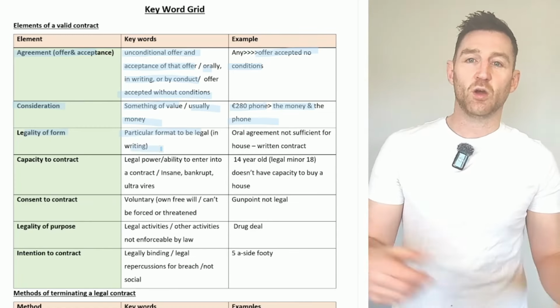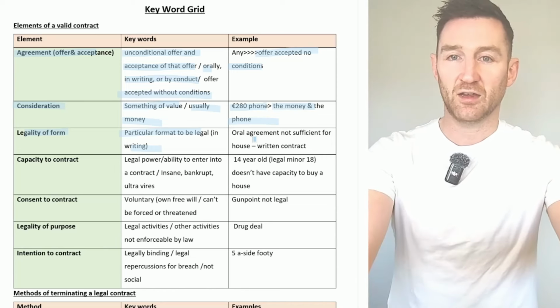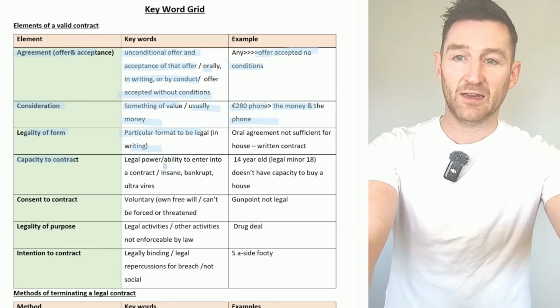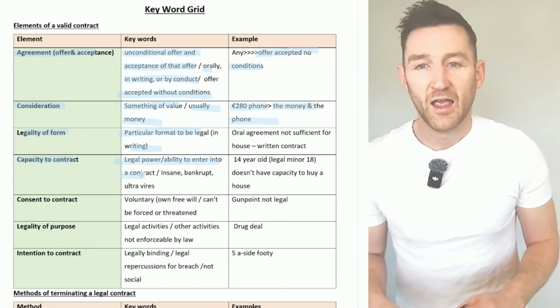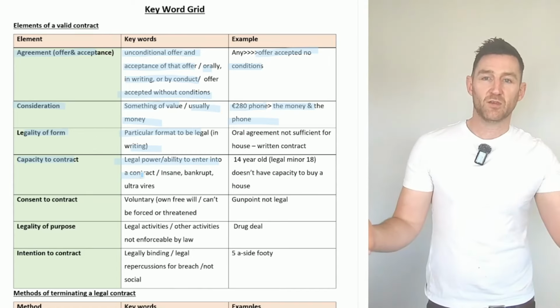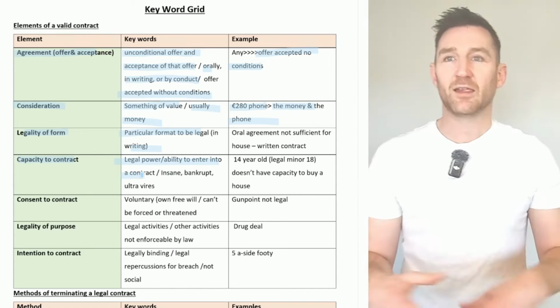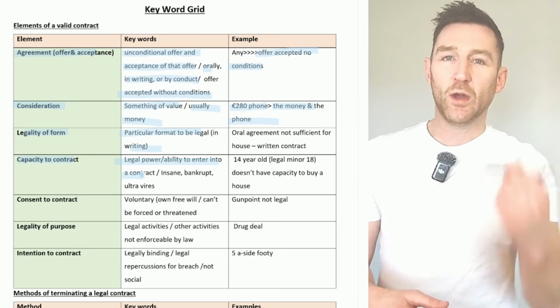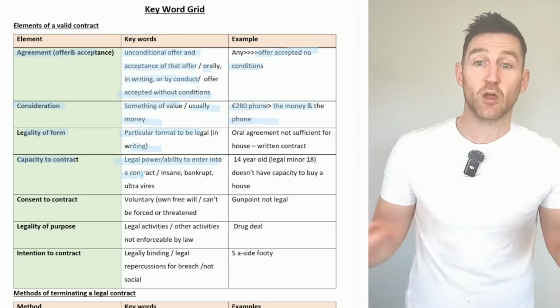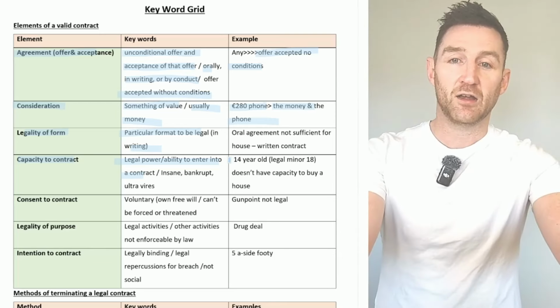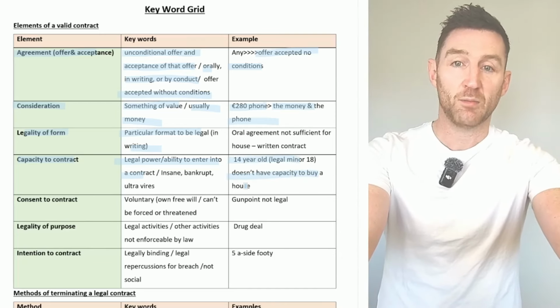Oral agreement would not work to buy a house. It has to be a written contract, is your example there. Capacity then, that's your legal power or legal ability to enter into a contract. Insane, bankrupt, business acting ultra vires, they don't have capacity. So with the examples for capacity, we explain it through a non-example, people who don't have capacity. Like we said earlier, a 14-year-old doesn't have capacity because they're a minor.